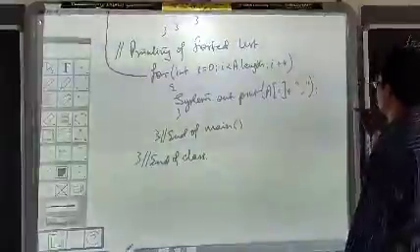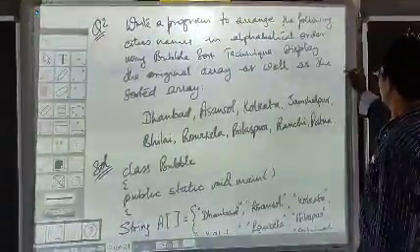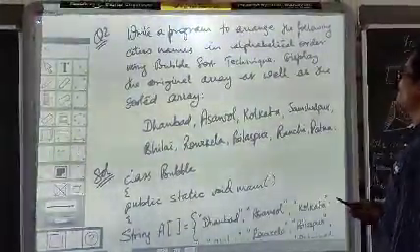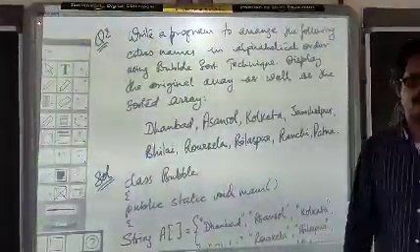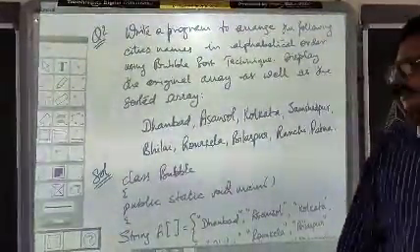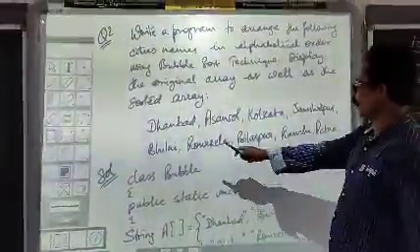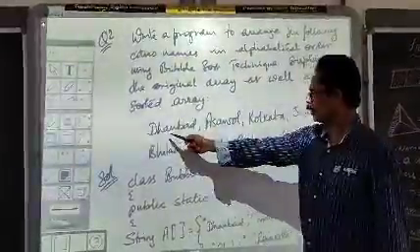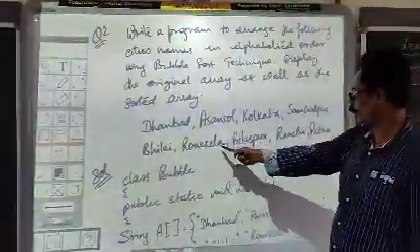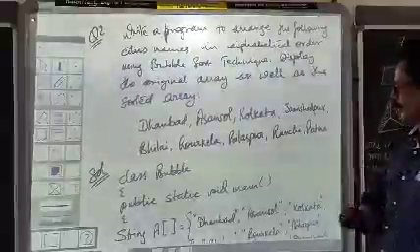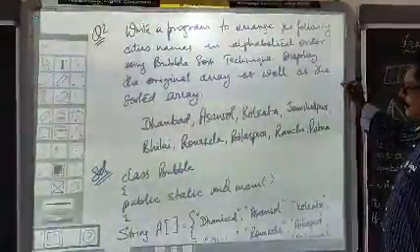Look at here. This is the string array. Write a program to arrange the following city names in alphabetical order. Alphabetical order means ascending order. Alright? So here we have the city names: Dhanbad, Asansol, Kolkata, Jamshedpur, Bhilai, Raurkela, Bilaspur, Ranchi and Patna. So we are going to arrange them in ascending order.